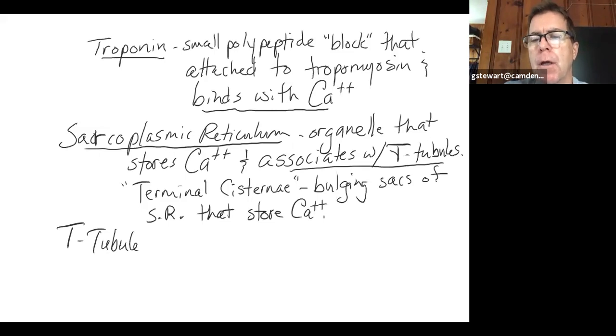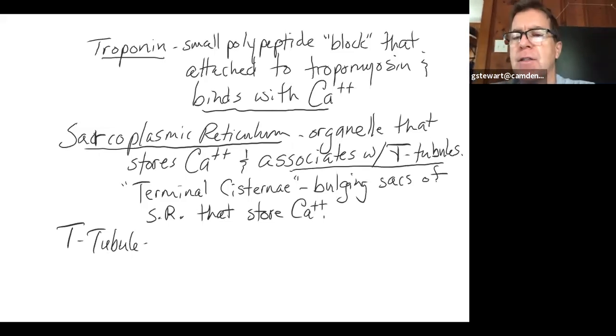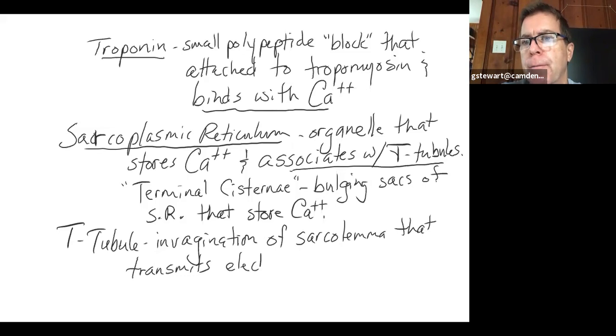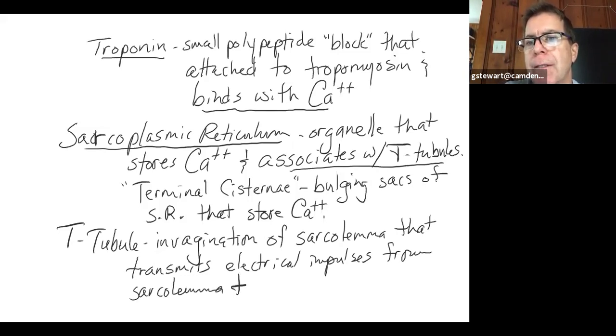So what's that? A T tubule is also, it's considered an organelle, but really it's just a pathway. It's an invagination of the sarcolemma that transmits electrical impulses from the sarcolemma, which is the plasma membrane, to the interior of the cell or fiber.